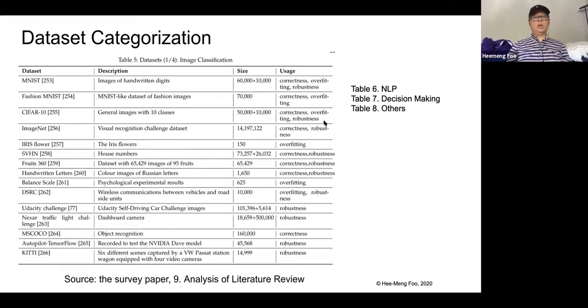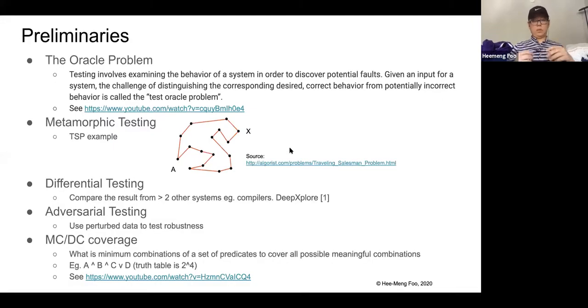Okay, so this is where things get a little more interesting. Before we dive into the material in the paper, there are a few things that I felt were extremely important to introduce upfront. The first is the Oracle problem. Let me briefly talk about that. Testing involves examining the behavior of a system in order to discover potential faults. Given an input for a system, the challenge is distinguishing the corresponding desired behavior.